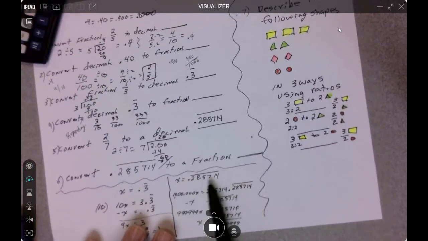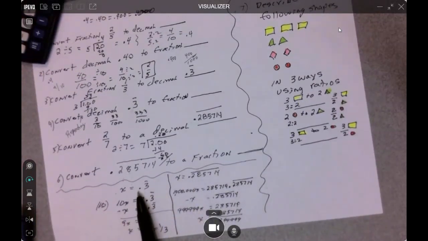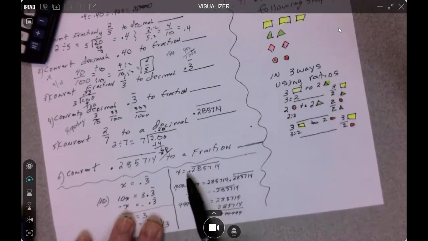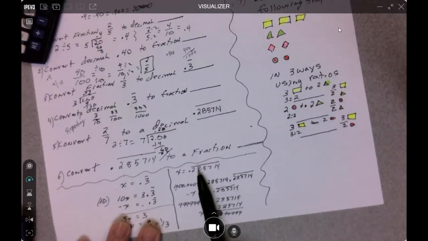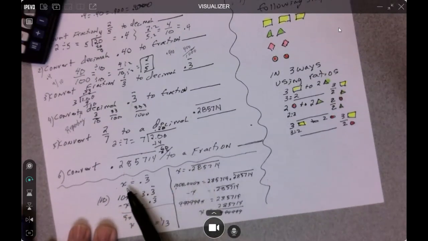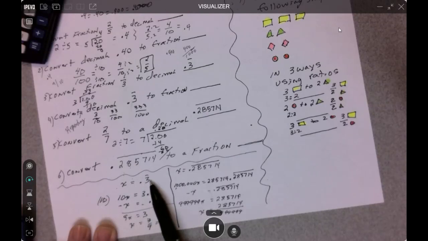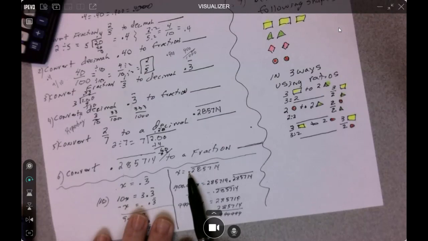This one's harder, and you have to think the same process that we used over here. So notice we set it up the same way, but I was able to multiply by 10 here to get the repeating part moved over to the right of the decimal place. Here, I need to multiply by a much larger value. Why?